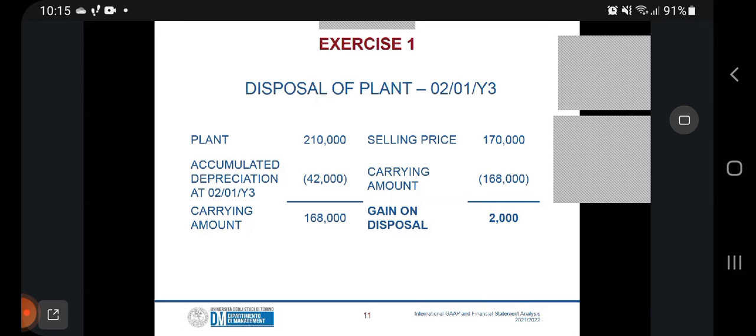Obviously, if the carrying amount was 170 and the selling price 168, the loss on disposal would be 2,000, the opposite situation.